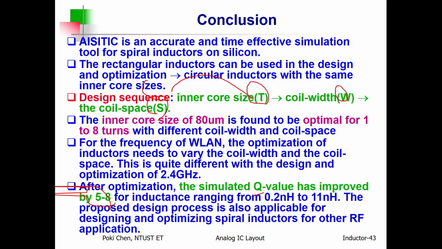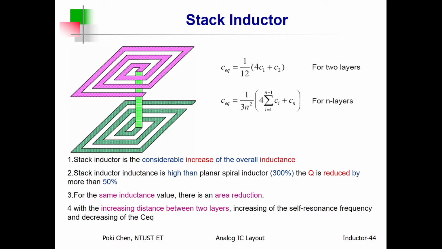Okay, you can do the same thing by yourself for the other processes. I promise you, after optimization, similarly, the Q value will be increased very, very much. And allow me to show you some of the other layout patterns. For example, stacked inductor, right? It has not only one layer, but 2 layers for the inductor layout.